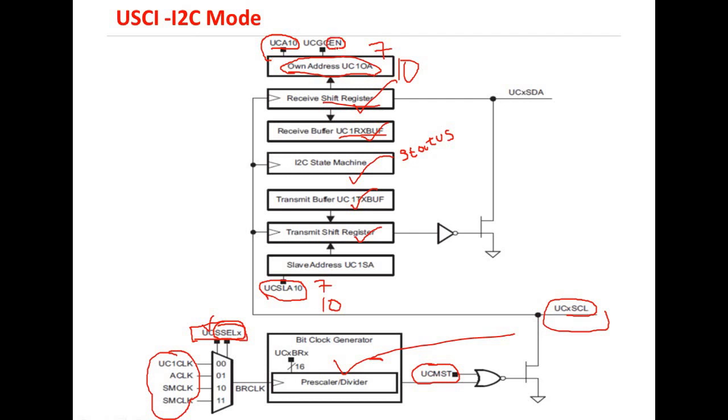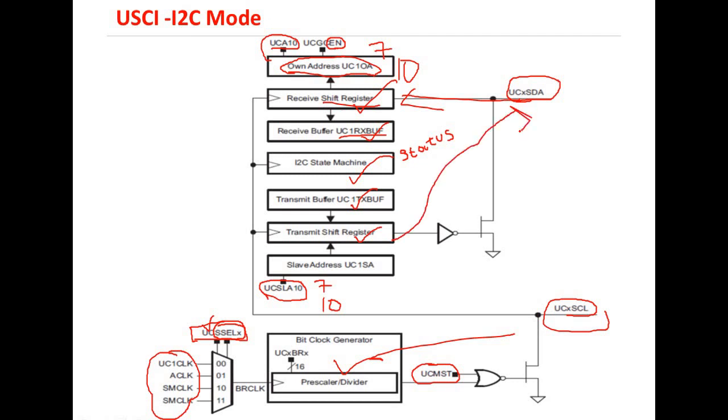And this one shows your serial data line, which is used to receive data into the receive shift register, or take the data from the transmit shift register and transfer the data to another peripheral.